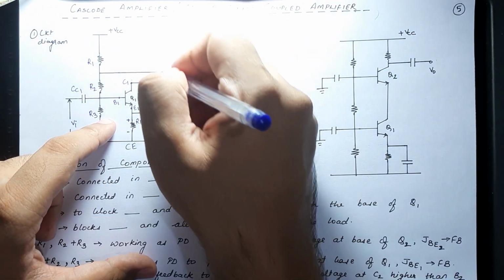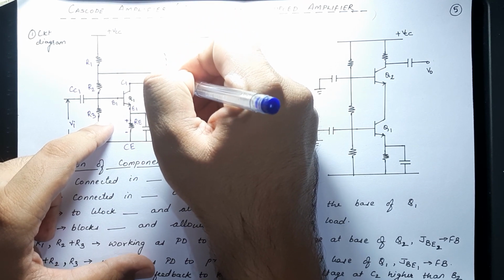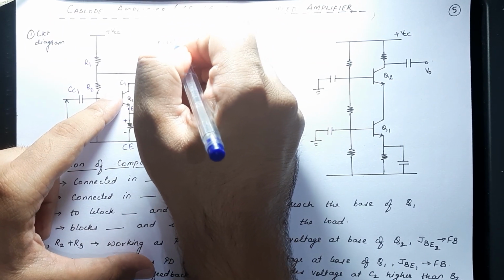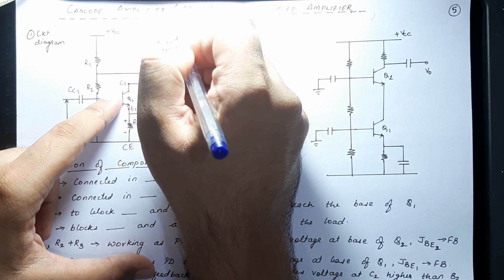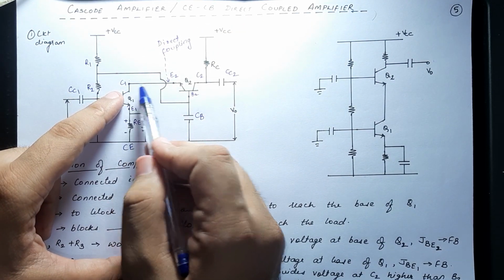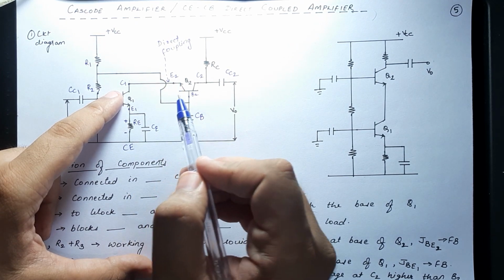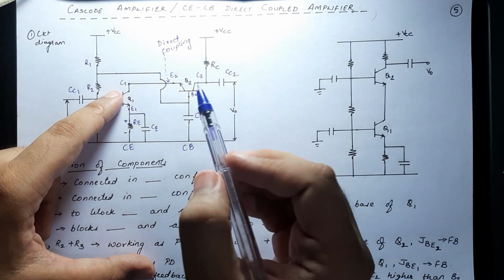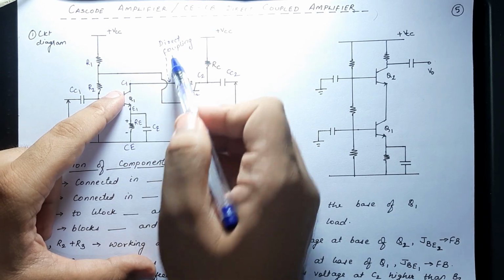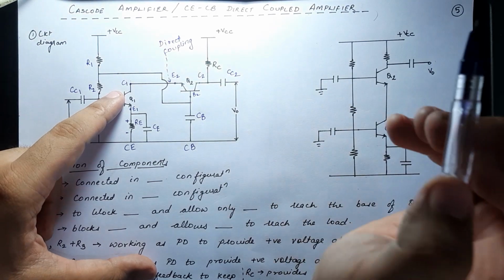Now this connection over here, this line from C1 to E2, is known as direct coupling. Why? Because generally after the collector of the first transistor we have a coupling capacitor C2, and then we give it to another transistor or another amplifier, but here it is being coupled directly to the input of the second transistor. Hence the name direct coupling, hence the name CECB direct coupled amplifier.